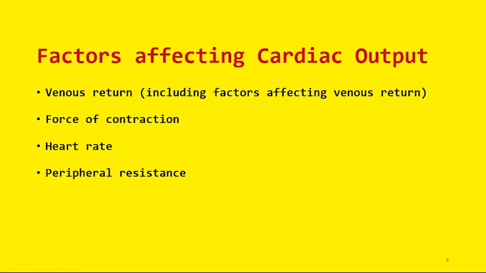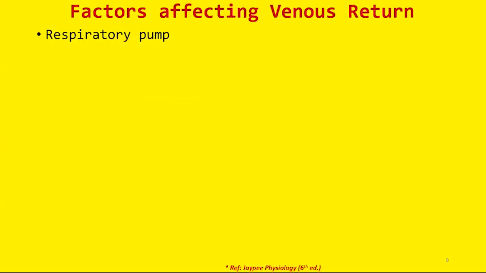So if we discuss the factors affecting cardiac output, all the factors that affect venous return, they indirectly affect cardiac output as well. So we have to mention the factors that affect venous return as well. So if you get a question about factors affecting cardiac output, you have to mention the factors which affect venous return, because all these factors will eventually affect cardiac output as well. And the first factor that affects venous return is the respiratory pump.